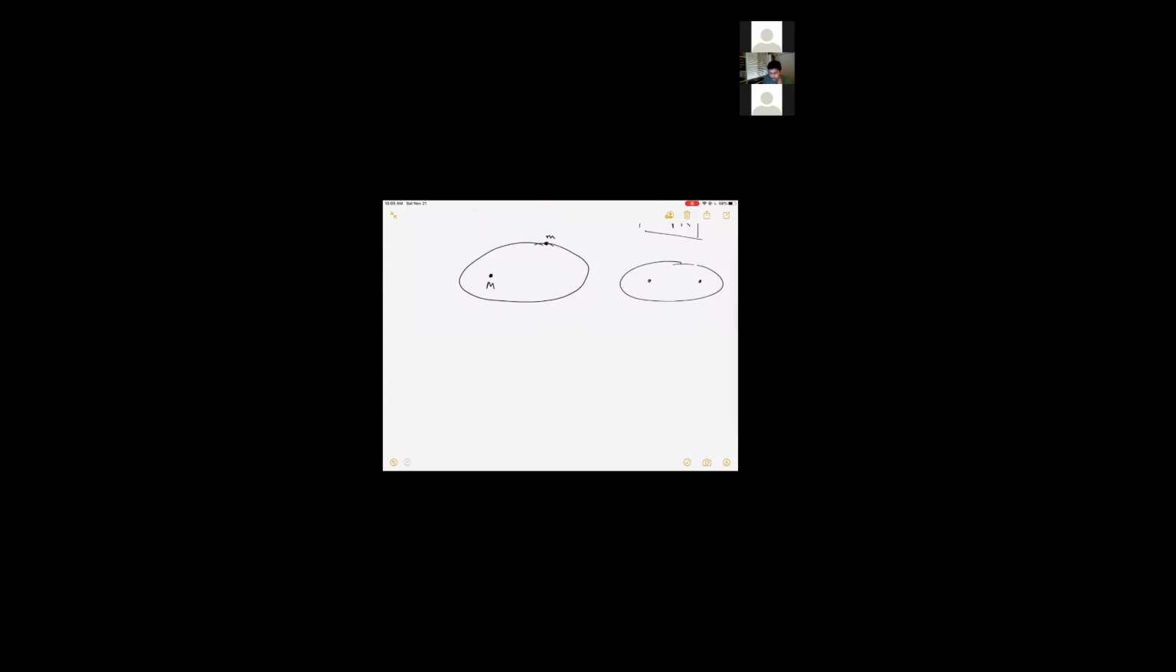And then in the ellipse, one important quantity is called the semi-major axis. The semi-major axis is half this length. So this is 2a, and then the semi-major axis is a.